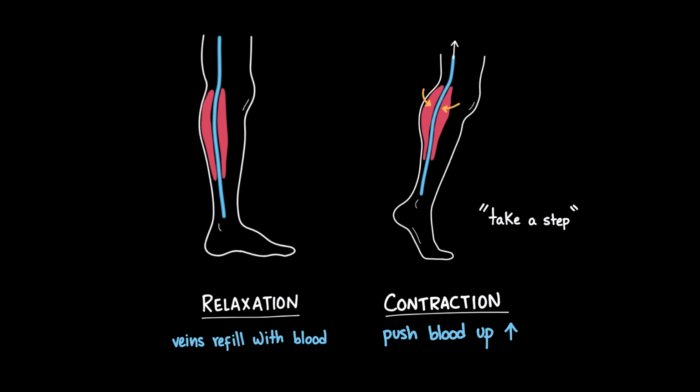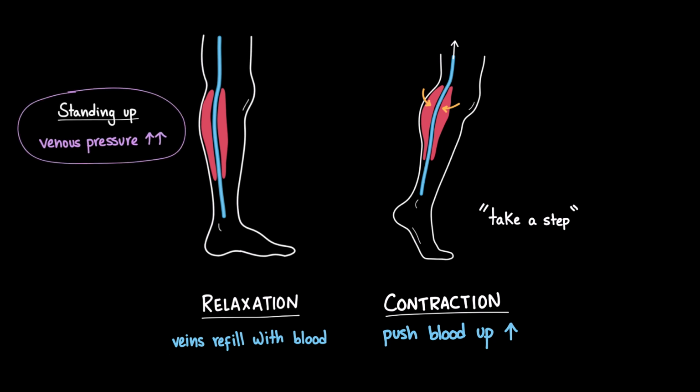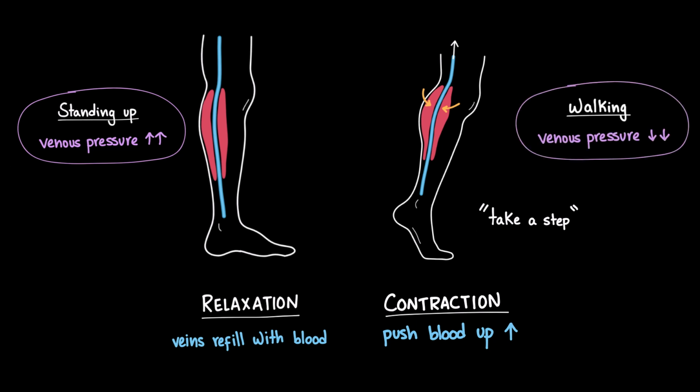To give you a sense of how powerful this system is, when someone is just standing still, the muscles are relaxed, so the veins are full of blood, meaning the venous pressure in the foot can be quite high, around 80 to 90 millimeters of mercury. But once they start walking and the calf pump kicks in, blood is pushed upward and the venous pressure can drop to less than 30 millimeters of mercury. However, in a patient with chronic venous insufficiency, this mechanism doesn't work properly, and venous pressure may remain elevated.